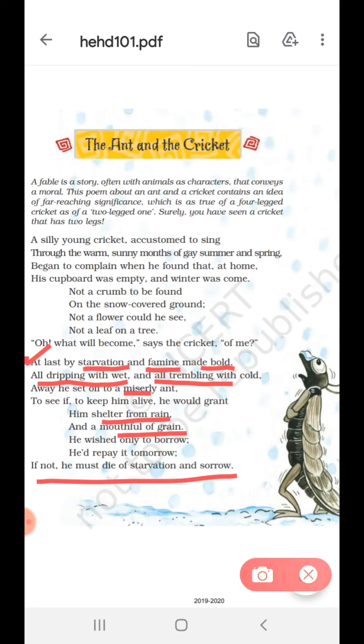Fine. That means he thought he would go and ask for his help. The cricket wanted to borrow from the ant and repay. Here the cricket thought that I would wish to borrow and I would repay it tomorrow. That means he thought that I will take from the ant today whatever it can provide me, and I promise that I would repay it the next time. Okay, and he states that if the ant doesn't help me, I must die of starvation and sorrow. Clear to everyone? Okay.